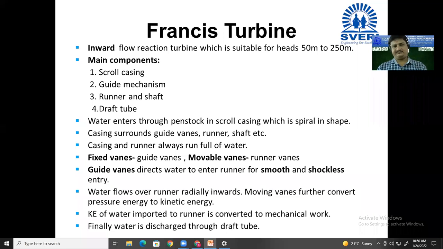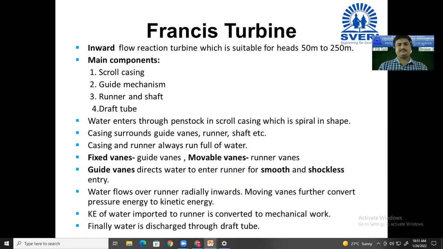It is an inward flow reaction turbine, which is suitable for 50 meter to 250 meter heads.